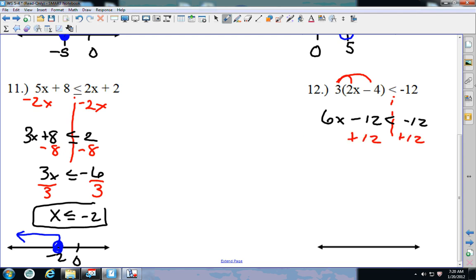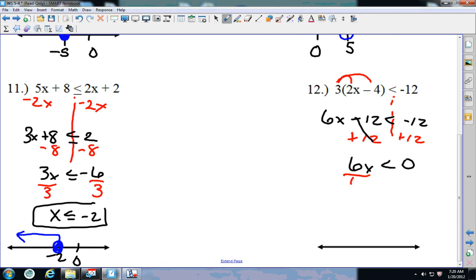And this is where some people get confused, because they go, this cancels out, and then they leave it like this. Because they know that negative 12 plus 12 is 0, but they just think that they should not put anything there. Well, negative 12 plus 12 is 0. 0 is a good number. So you put 0 there.